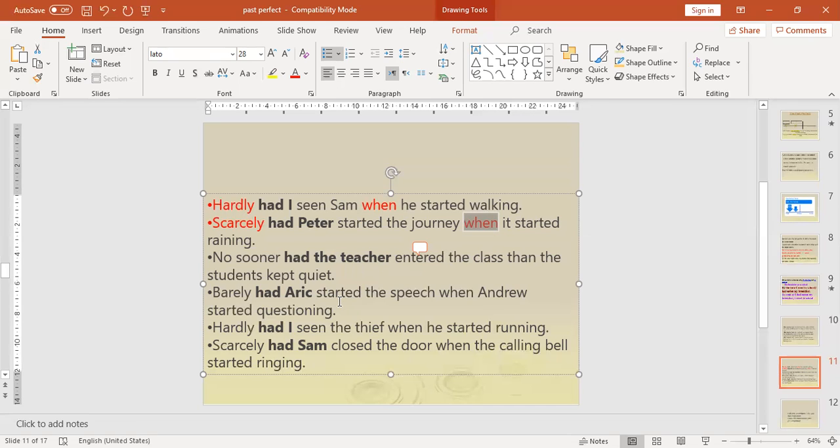Two actions, but the second one happened directly, with no space of time. One followed the other directly, no time space between. Hardly had I seen the thief when he started running. Scarcely had Sam closed the door when the calling bell started ringing. And you see here, between the two parts of these sentences, we don't have any commas.